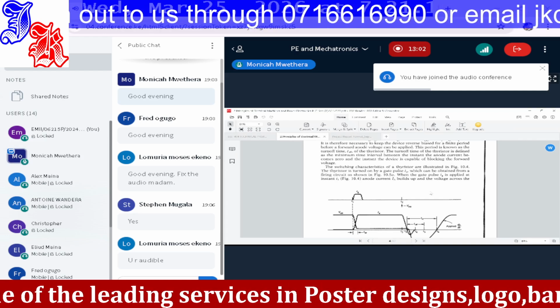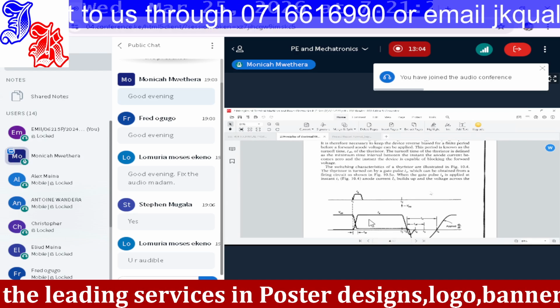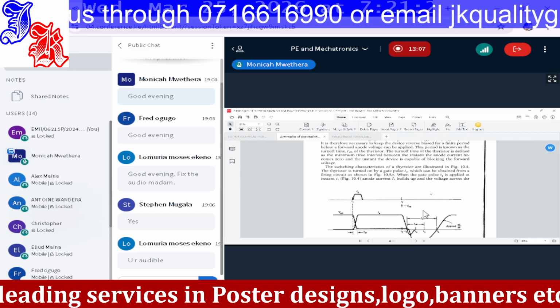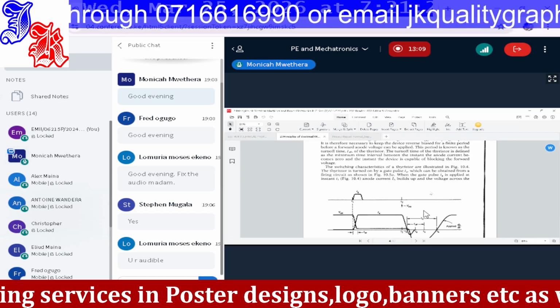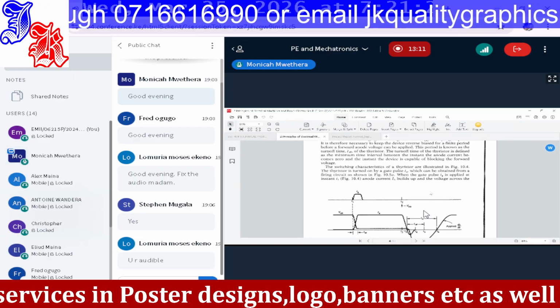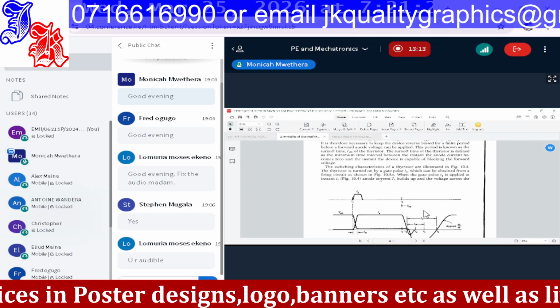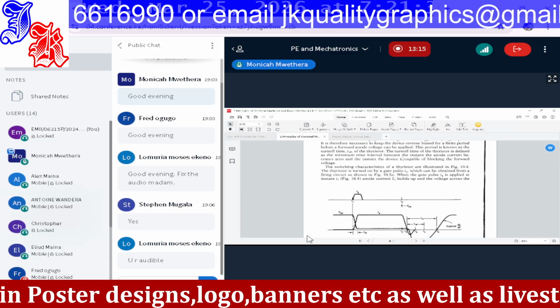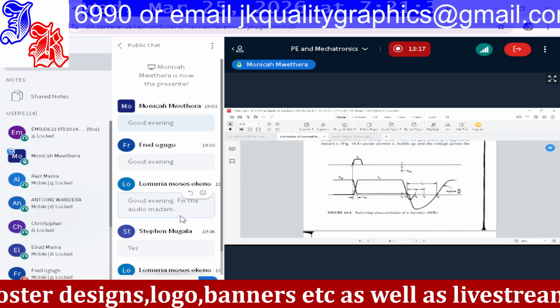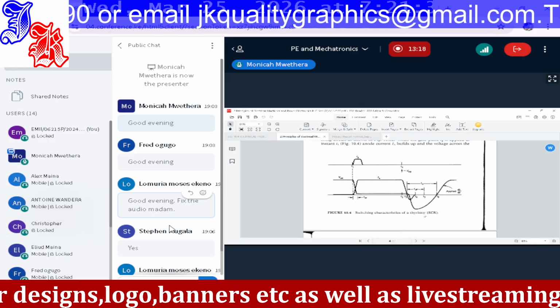There is that chance of the device conducting again, but after some time, it can fully block any forward voltage that is applied to it. But to ensure that does not happen, we normally reverse the terminal. So this is the switching characteristic of a thyristor.